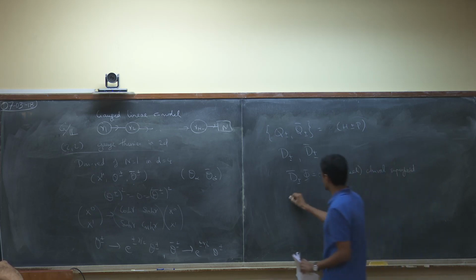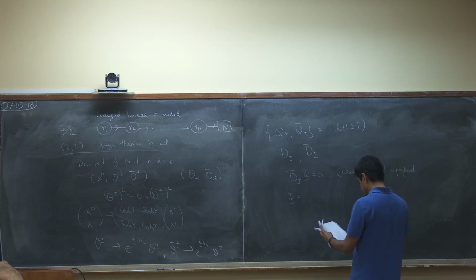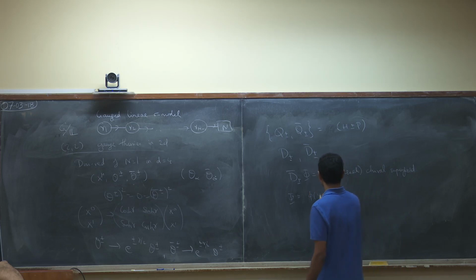What that means is that this contains within it a scalar and fermions and auxiliary fields and so on. So for instance, this has an expansion like so.